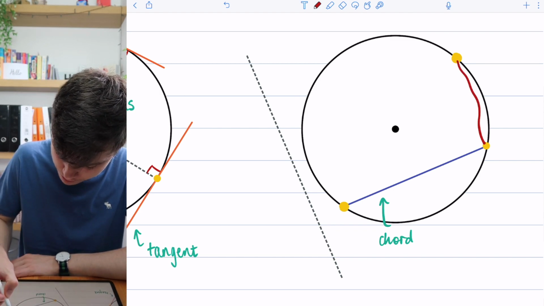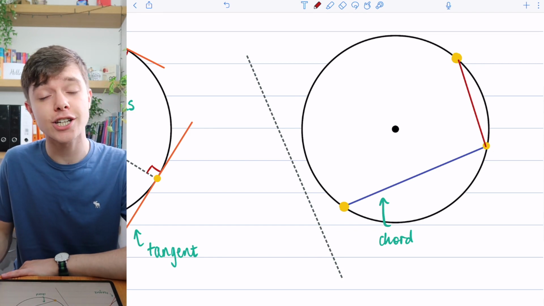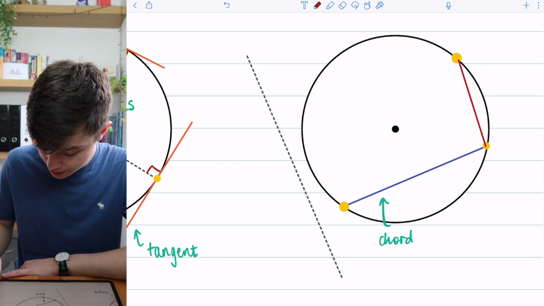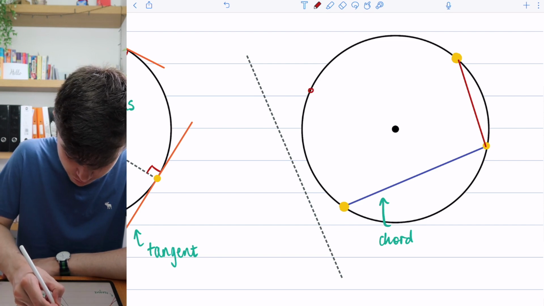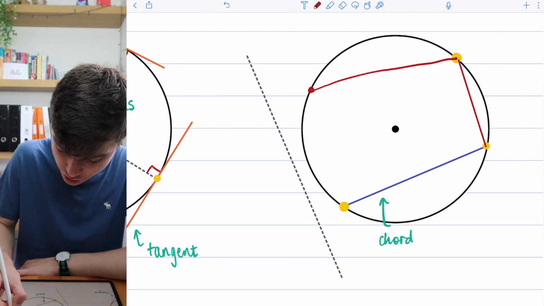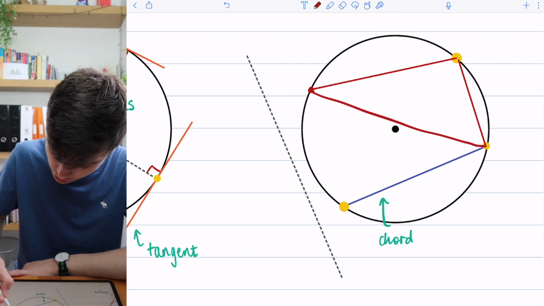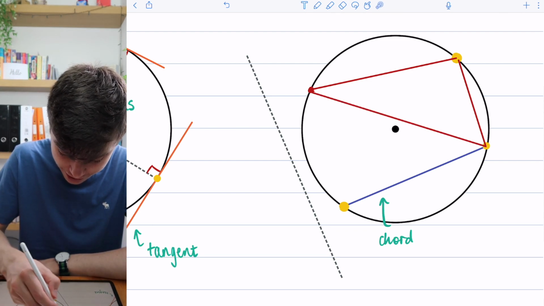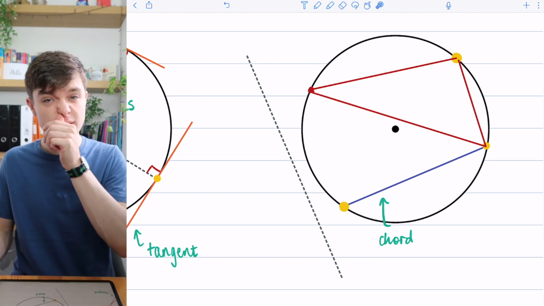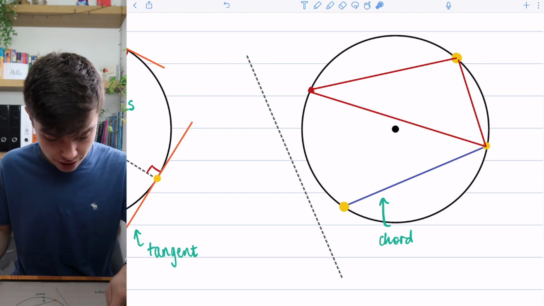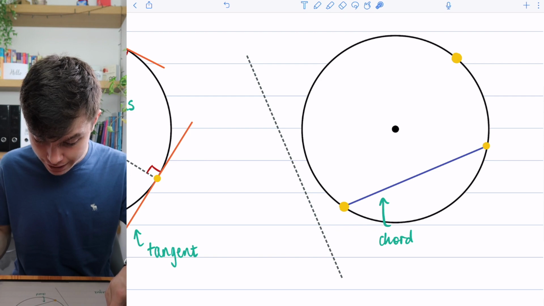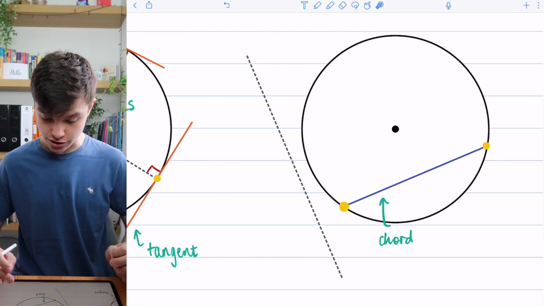That would also be a chord, because we're connecting 2 points on the circumference together. I could take another point, I'll do it in red, take a point there, connect those 2 points together, and that would make it a chord. Or I could connect those 2 points together, and again, this would be a chord, as long as it connects 2 points together. So let's go back and have our original chord.